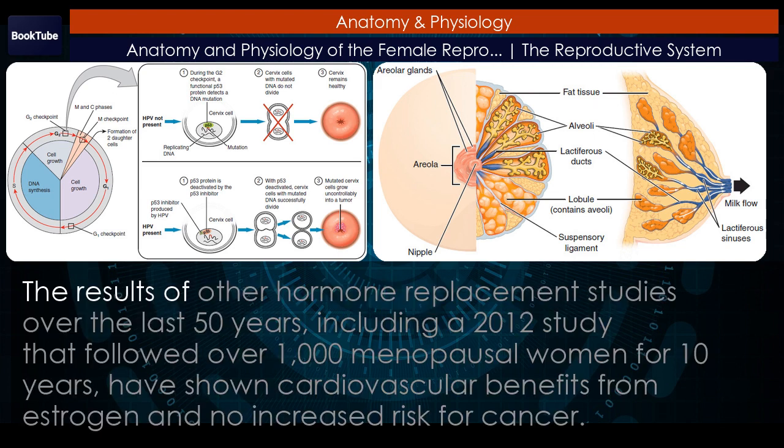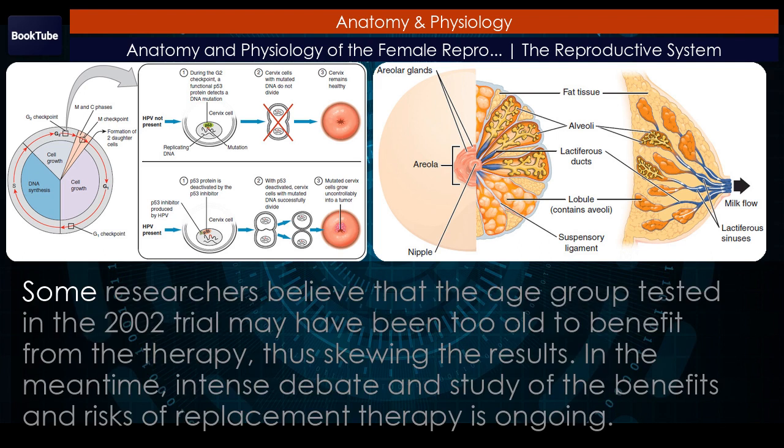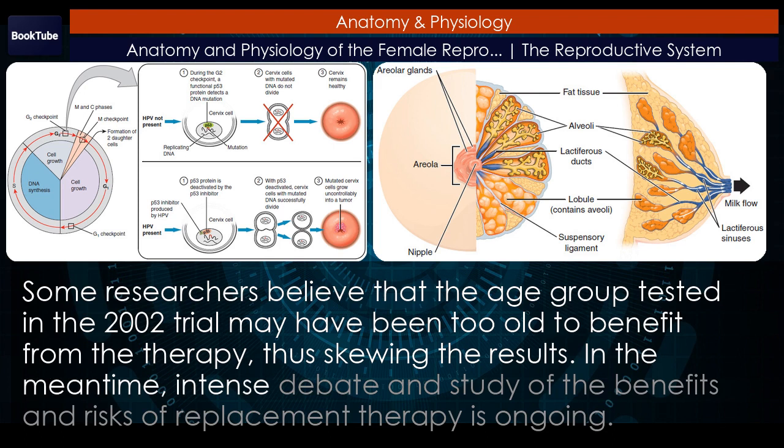The results of other hormone replacement studies over the last 50 years, including a 2012 study that followed over 1,000 menopausal women for 10 years, have shown cardiovascular benefits from estrogen and no increased risk for cancer. Some researchers believe that the age group tested in the 2002 trial may have been too old to benefit from the therapy, thus skewing the results. In the meantime, intense debate and study of the benefits and risks of replacement therapy is ongoing.